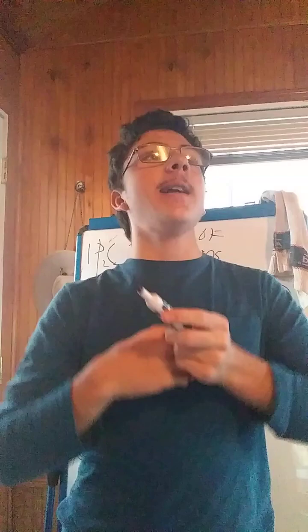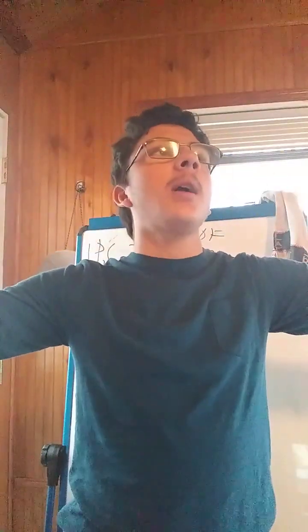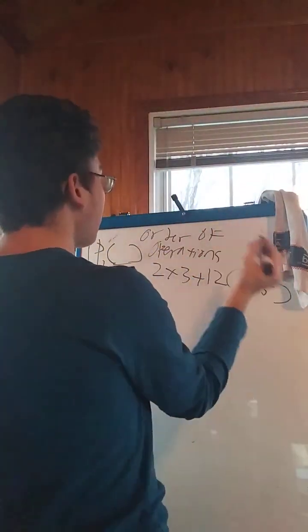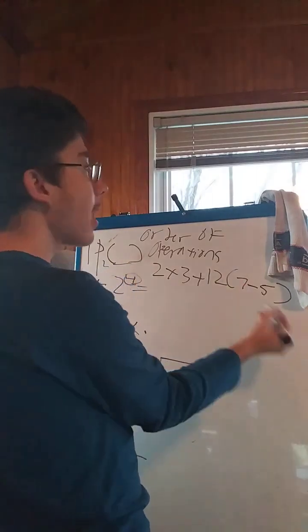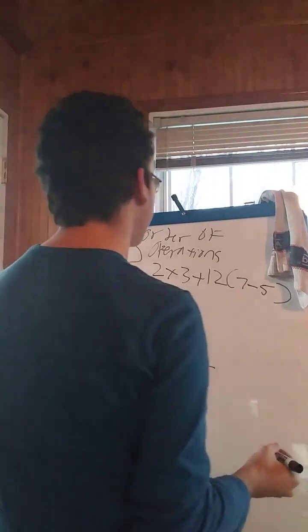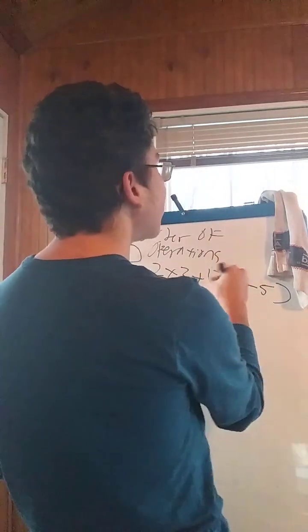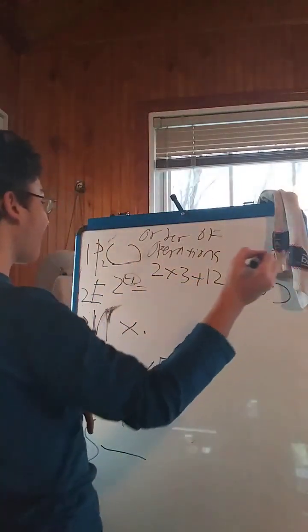Particularly if your problem is a lot bigger and you have to keep track of everything, but I think that you will all be fine. So again, we'll draw the model of the backwards triangle when we're done, and you're going to see that. So 2 times 3 plus 12, parentheses, 7 minus 5.